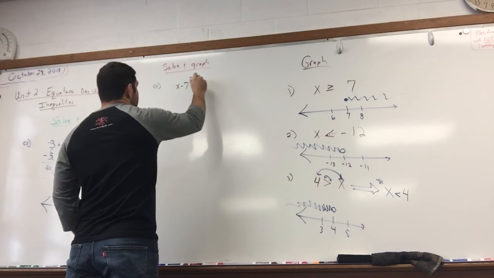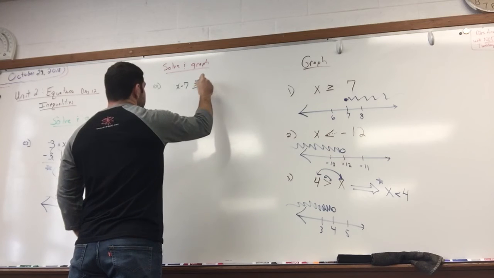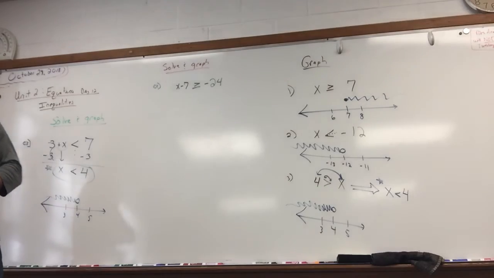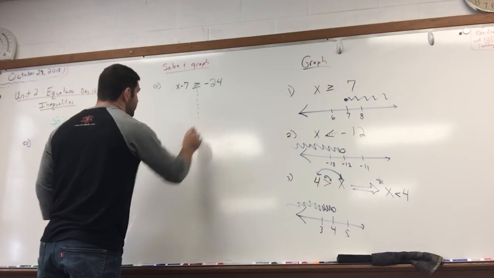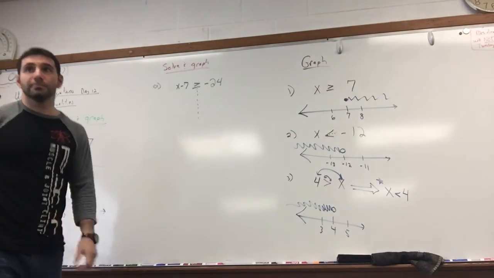x minus 7 is greater than or equal to negative 24. So x minus 7 is greater than or equal to negative 24. And I'm even going to start you off. So there's my balance point. Solve it. See if you can graph it.